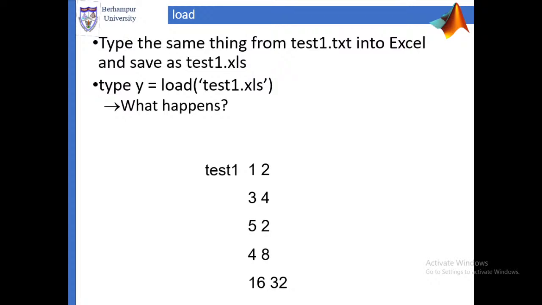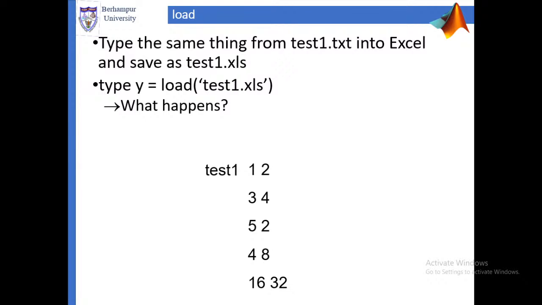Now type the same thing from test3.txt into Excel. So whatever data was in the .txt file, the same data will be put in an Excel file. An Excel file is also called a workbook file. So type y is equal to load test.xls. Excel files are always stored as .xls or .xlsx. So these are the two formats. The older format is .xls, the newer format is .xlsx.